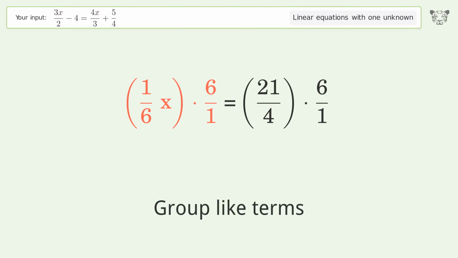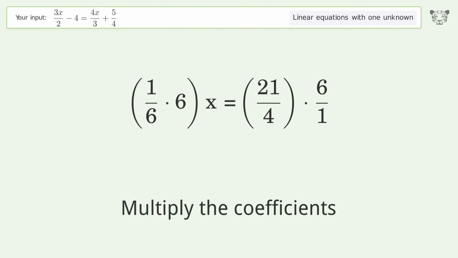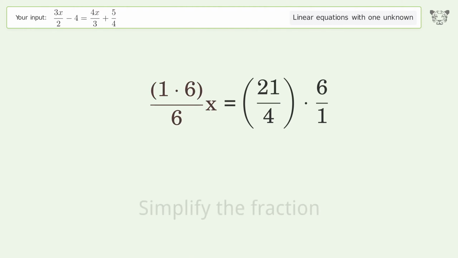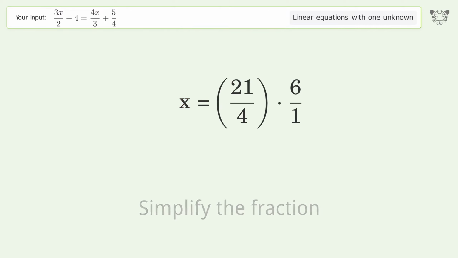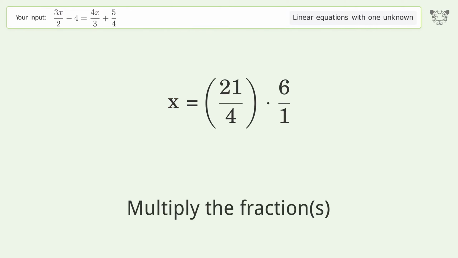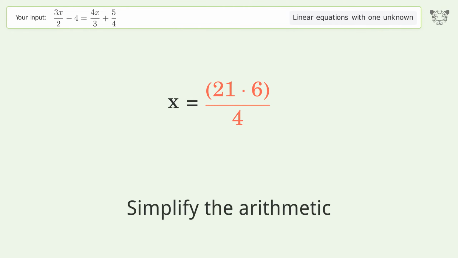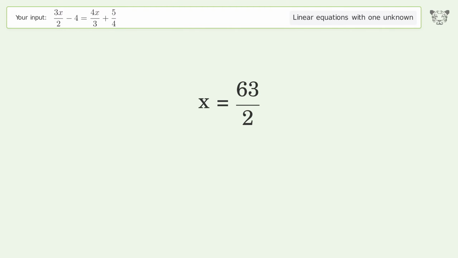Group like terms. Multiply the coefficients. Simplify the fraction. Multiply the fractions. Simplify the arithmetic. And so the final result is x equals 63/2.